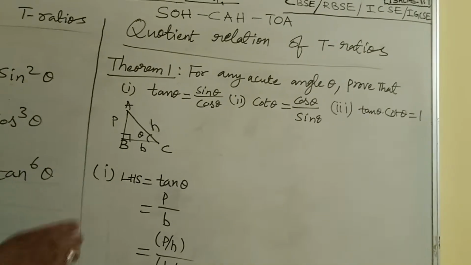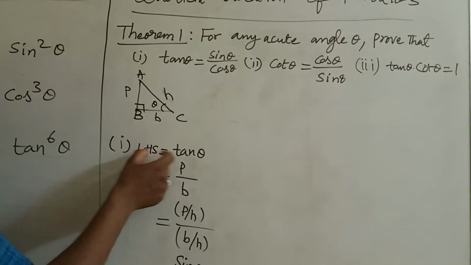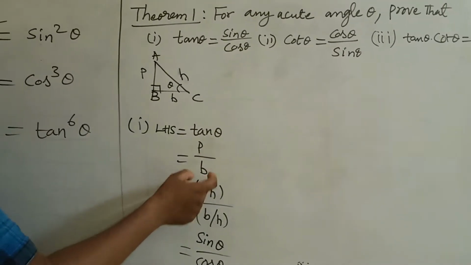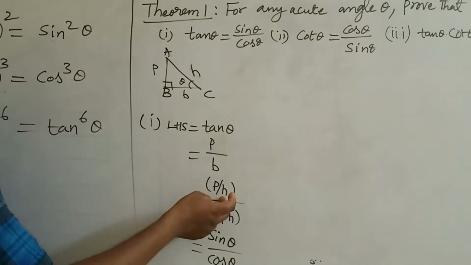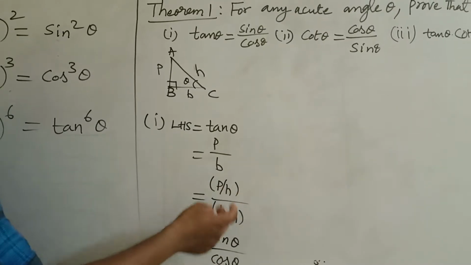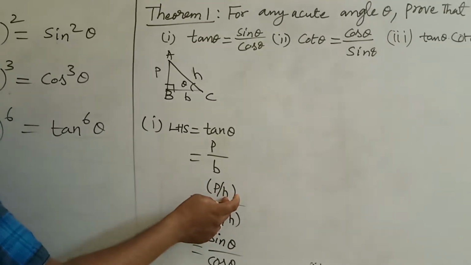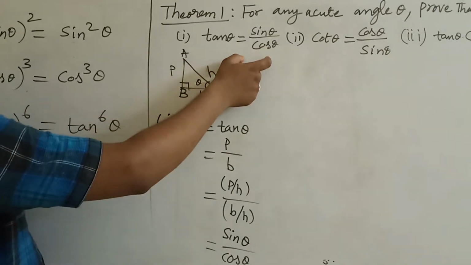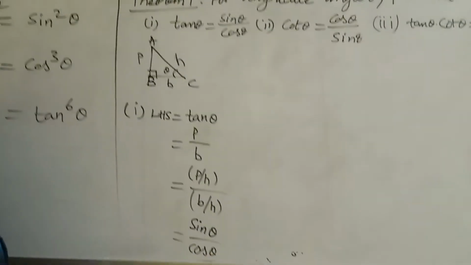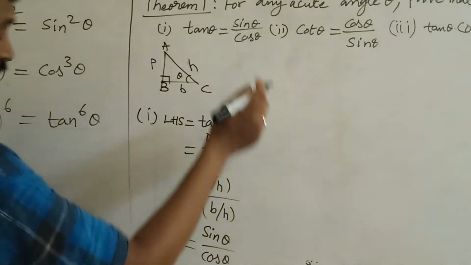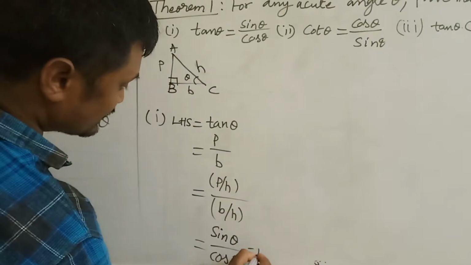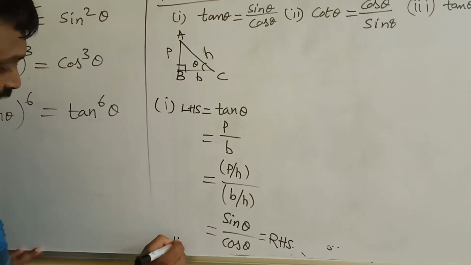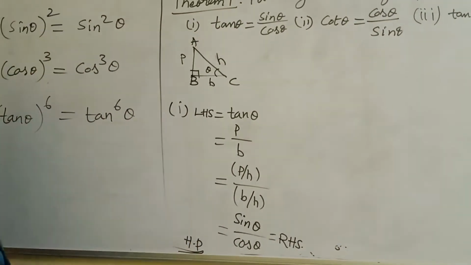Now you have understood this part. We took the LHS, tan theta, and wrote it. Tan theta means perpendicular upon base. Then we divided numerator and denominator by the hypotenuse. When you do that, perpendicular upon hypotenuse is sin theta, and base upon hypotenuse is cos theta. We get sin theta upon cos theta, that is nothing but your RHS. So it is proved. I will write here HP, meaning hence proved.